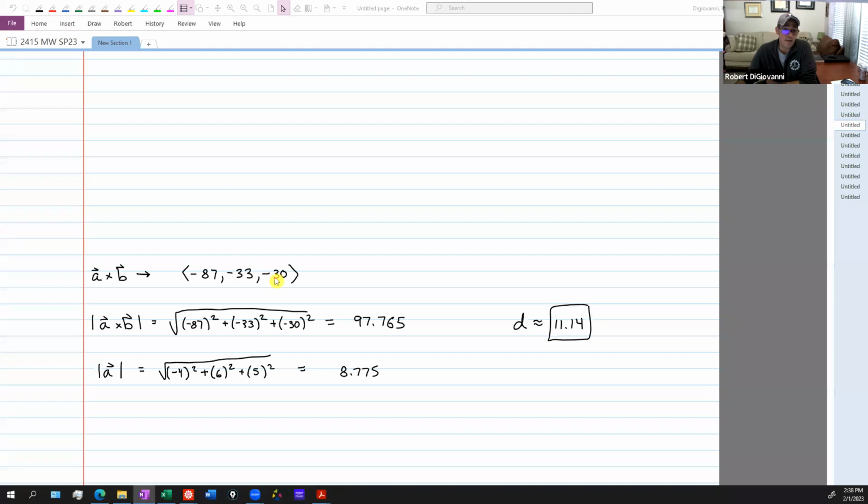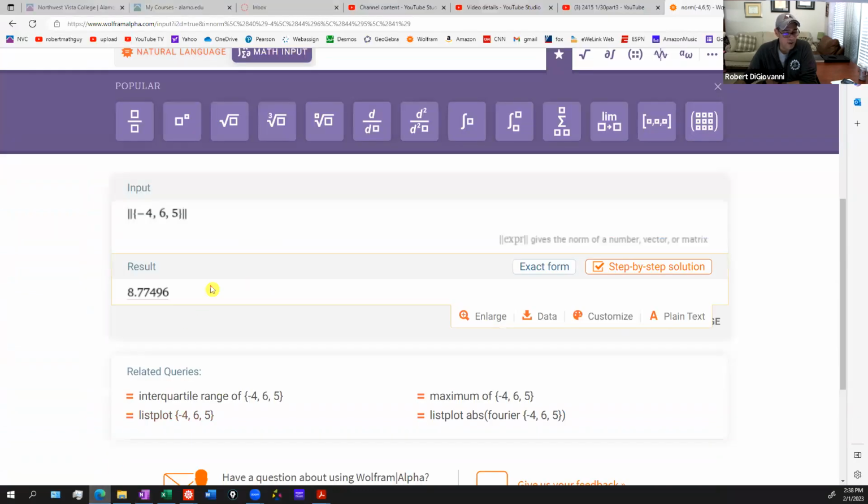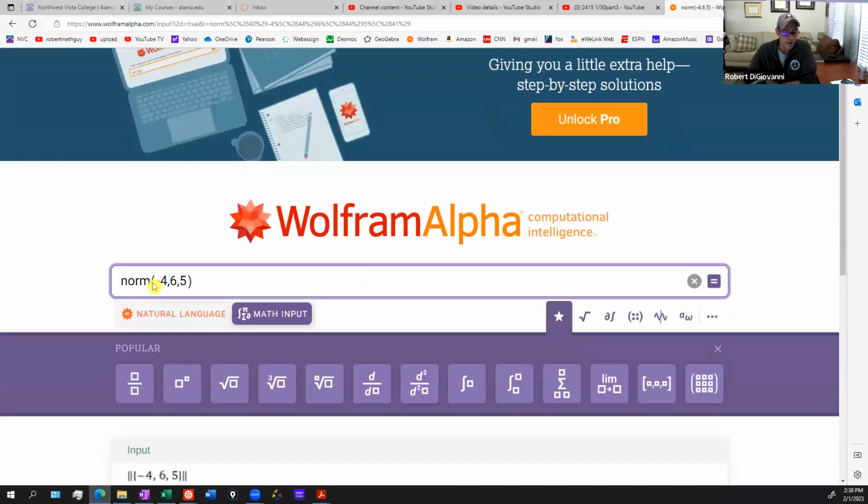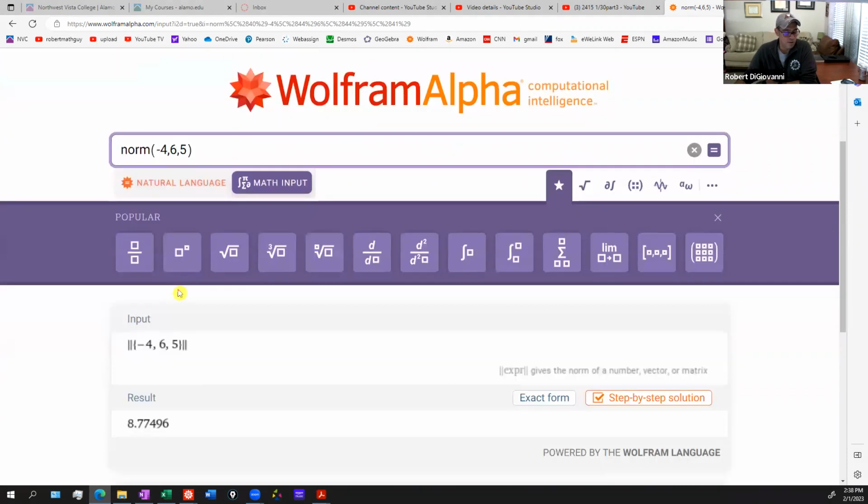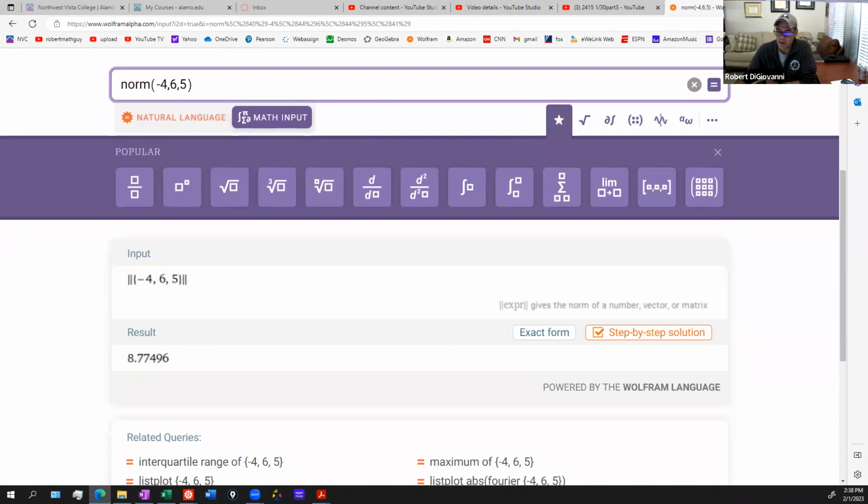And then I had to find the magnitude. Just so y'all know, on Wolfram Alpha, if you type norm and then put in what looks like an ordered triple, like a point, it's going to treat that like a vector, and it will give you the length of the vector. So in Wolfram, norm means length of vector. So it gives me the length, just FYI.